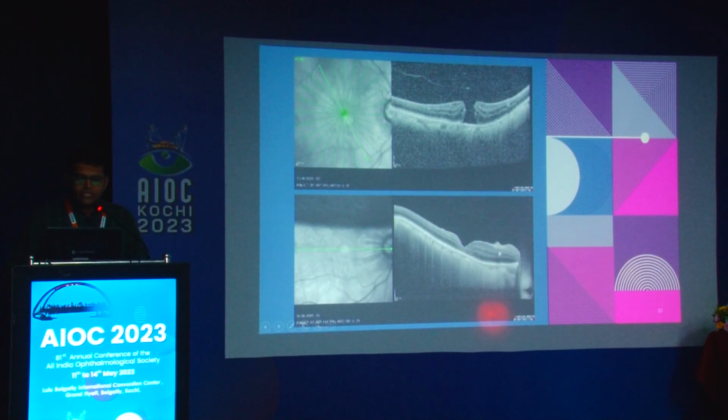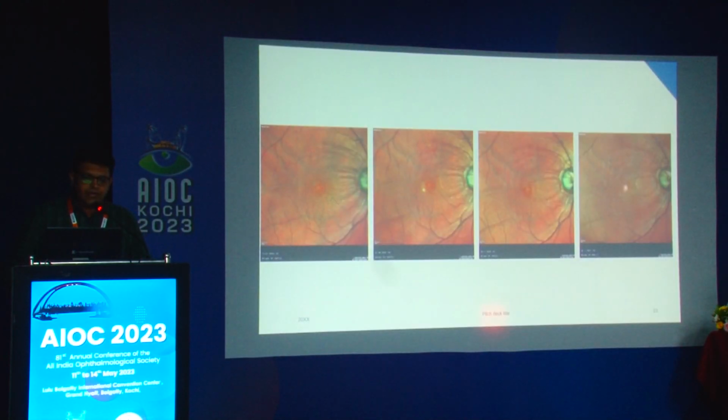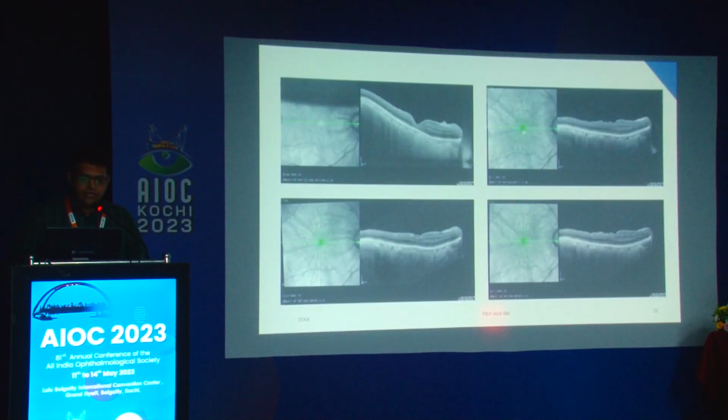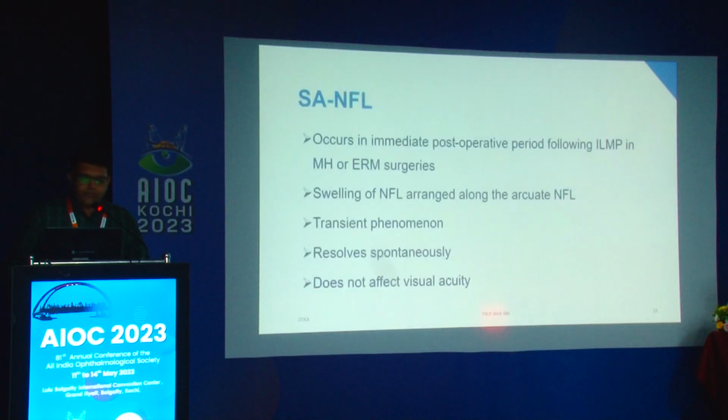And what you can see on the OCT, when you pass an OCT scan through that area, is a focal thickening of the nerve fiber layer. So this SAN-FL actually regresses or resolves over a period of time. These are multicolor images of the same patient where you can see these radiating lines which appear immediately postoperatively, and over a period of time they start resolving. These are the OCT photographs, where you can see that the SAN-FL keeps decreasing over a period of time.